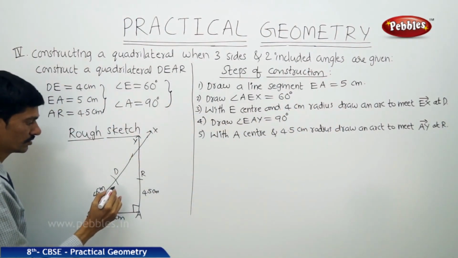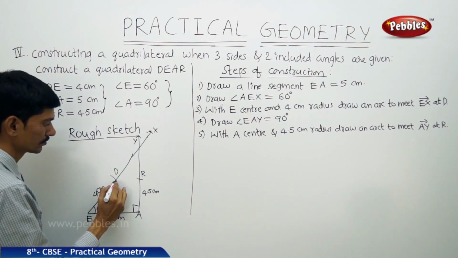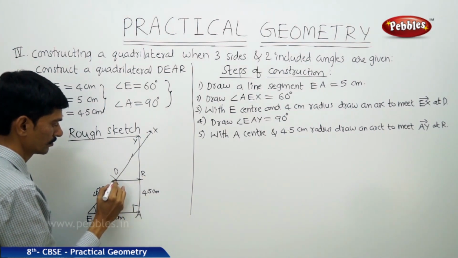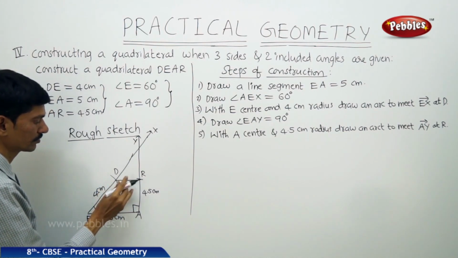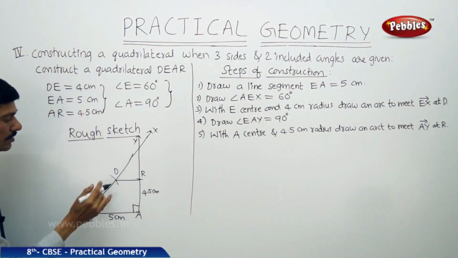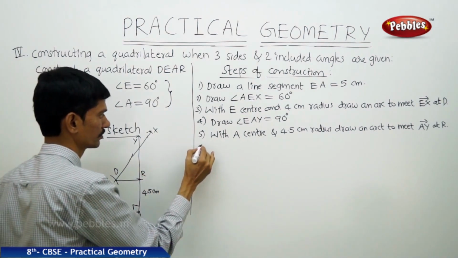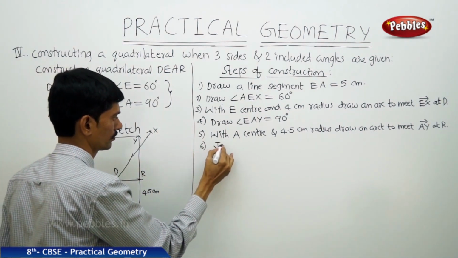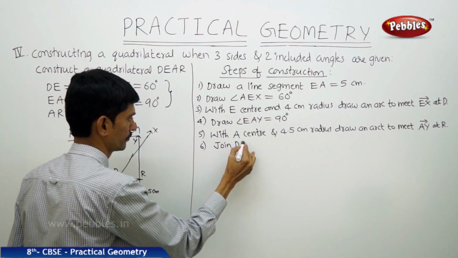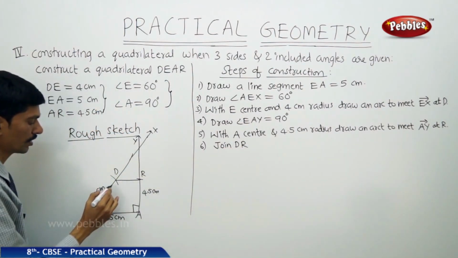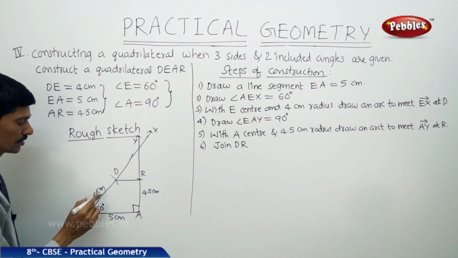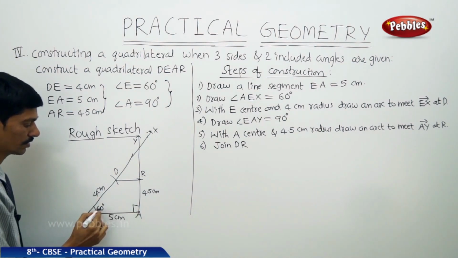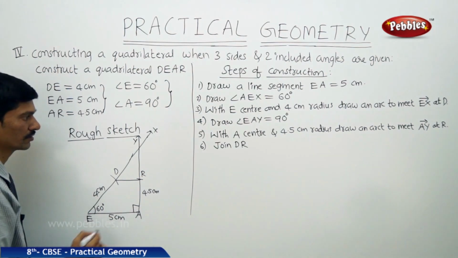Next, join DR, which is the unknown side of the given quadrilateral. So this side DR is not given. Now join DR. So hence the required quadrilateral DEAR is constructed. So here the three sides are given and two included angles are also given.